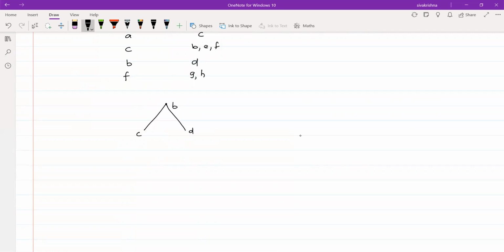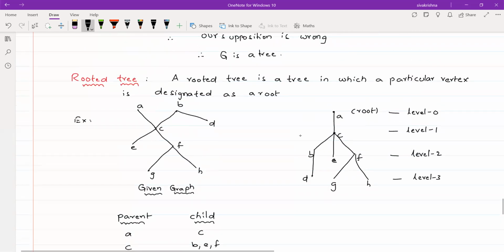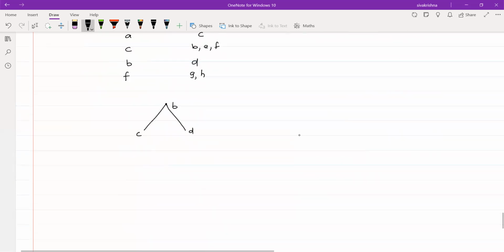Now coming to the vertex C, from C we have 1, 2, 3, 4 edges. Of course, we have already drawn B to C, so we cannot draw B to C once again. So we have 3 more edges incident on C. One is from C to A, the second is from C to E, and the third is from C to F. So we have to draw 3 edges from C.